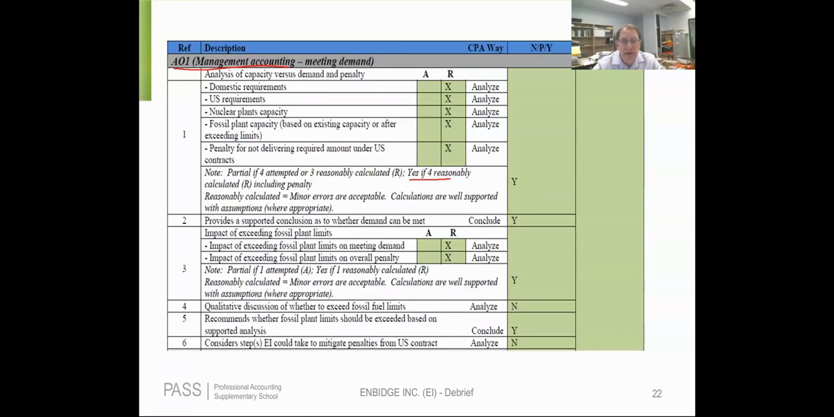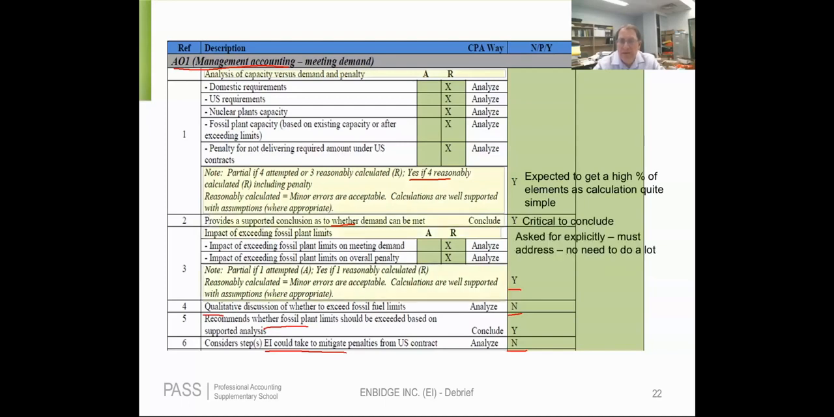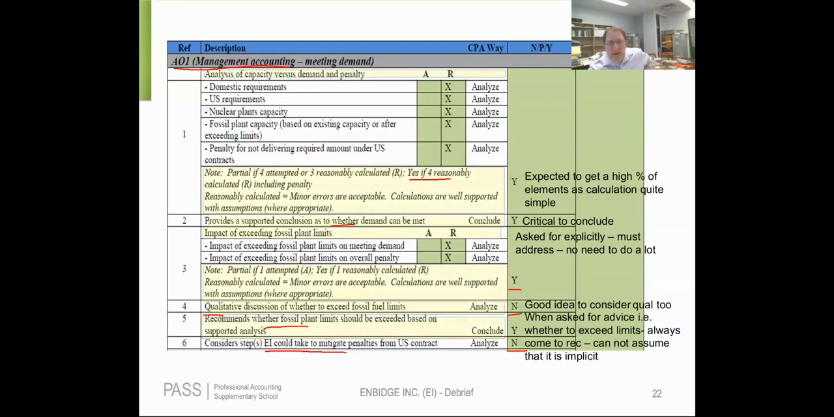Did it have a conclusion? Absolutely. And then the impact of exceeding the limit, okay, fine. We did that also, yes. I didn't really have a qualitative discussion. That's a no. Yes, I had a recommendation. I didn't really have any steps to mitigate the penalties. That's a no also. Okay. So how does it play out? Critical to conclude, ask for explicitly. Okay, fine. You don't have to do a lot. Good idea. Consider it's qualitative. Okay, fine. Do not assume it's implicit. So you always have to have your conclusions.